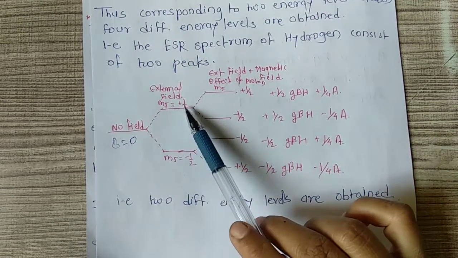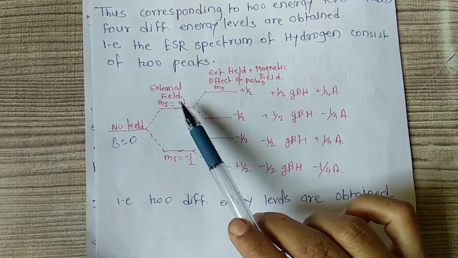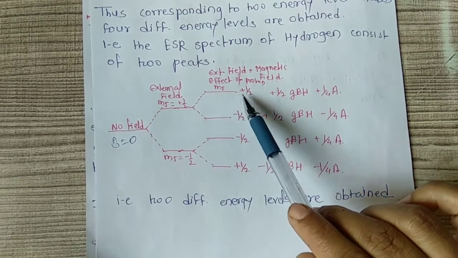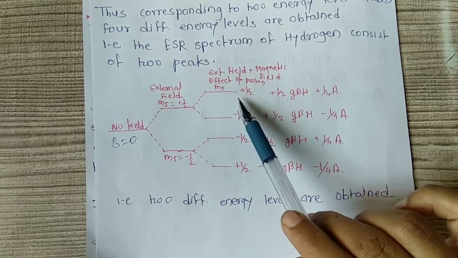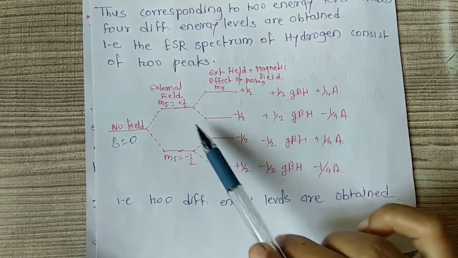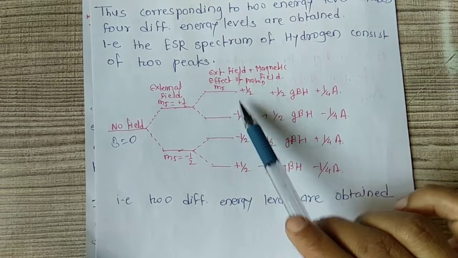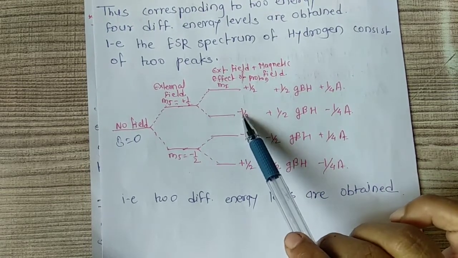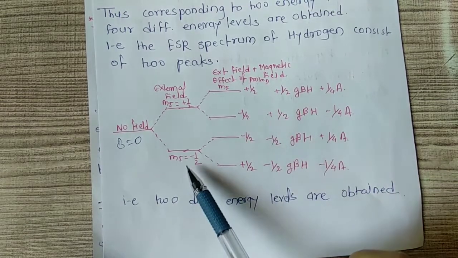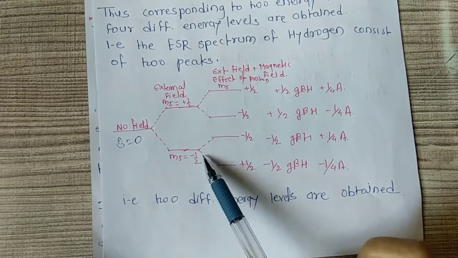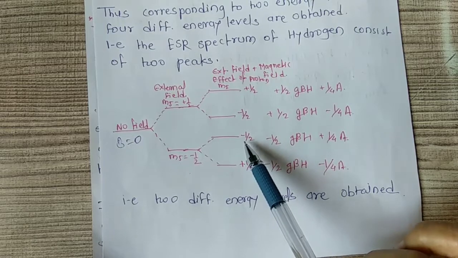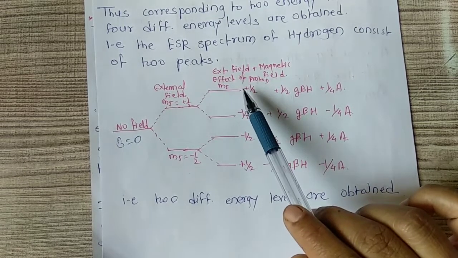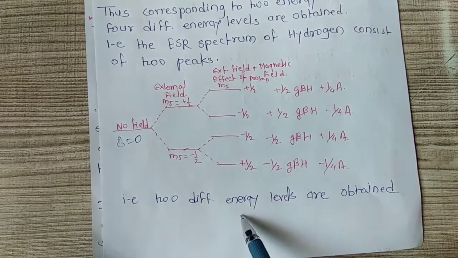Then this Ms, that is the electron spin state, interacts with the nucleus. It interacts, and it is split into 4 lines. That is, plus half is split into 2 lines, minus half and plus half. Also, Ms equal to minus half is split into 2 lines, that is, minus half and plus half. That is, it gives the 4 lines in the presence of the magnetic field.